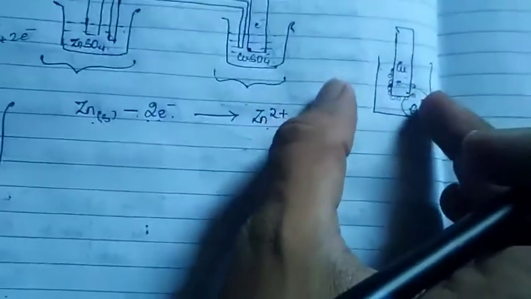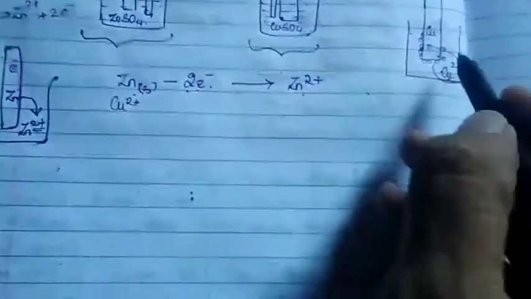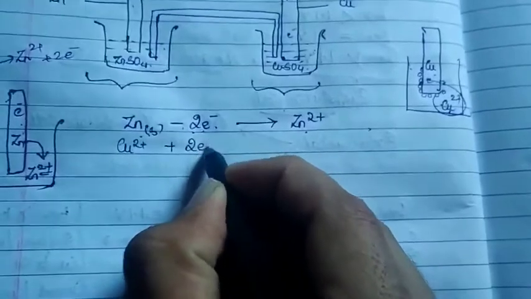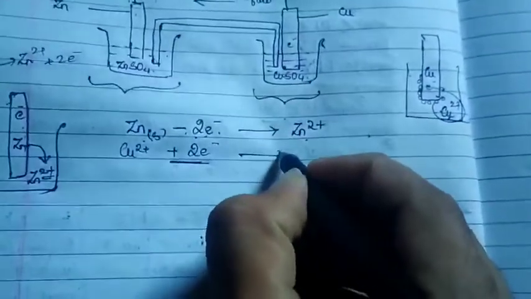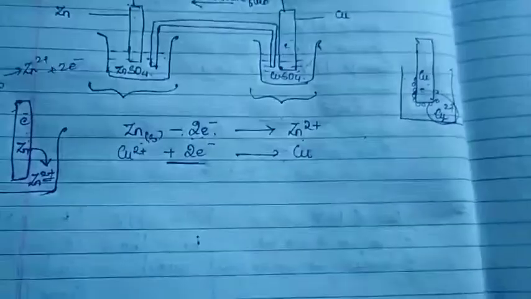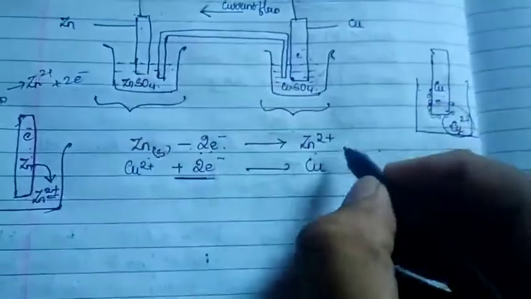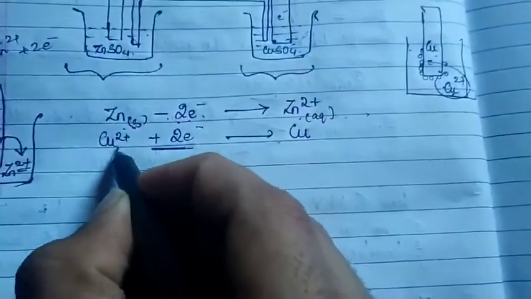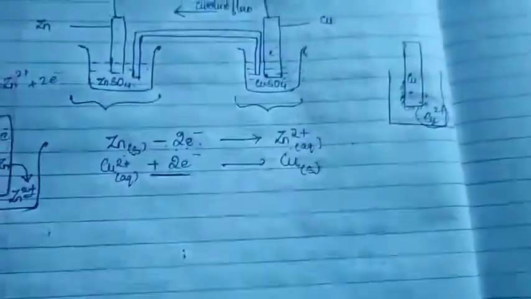So how can I write this reaction now? Cu2+, which was present in the solution, has gained 2 electrons to give Cu. So zinc solid goes into the solution, getting converted to aqueous, whereas Cu2+, which was aqueous, is getting converted to a solid.